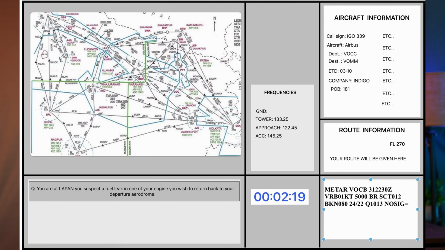You have departed the aerodrome and request a climb to flight level 270. Remember, do not change frequencies until told by ATC. Then the next question was, you get a TCAS RA and you must take action. Next, you need to make a position report. This is when the route chart is displayed.